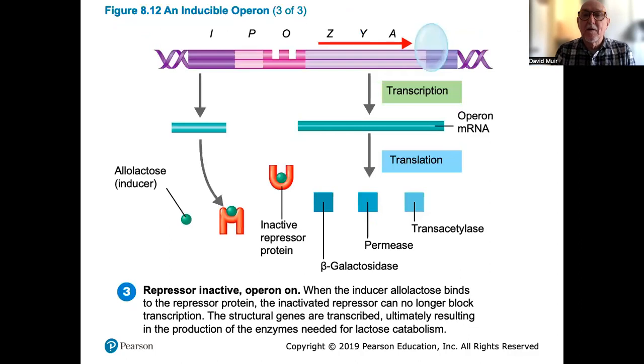So what happens now is if the cell is presented with lactose, there is a certain amount of spontaneous breakdown of lactose. And one of the products of that spontaneous breakdown, in very low amounts, is all the cell needs. One of the substances which is always associated with lactose is this little molecule called allolactose. Very similar to lactose, but it's allolactose. And allolactose is able to bind to the repressor.